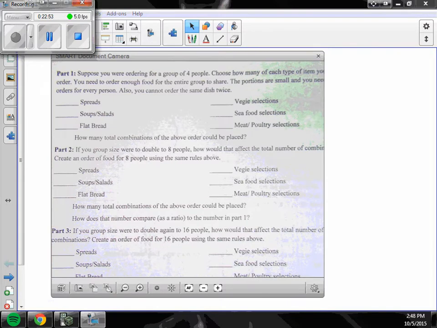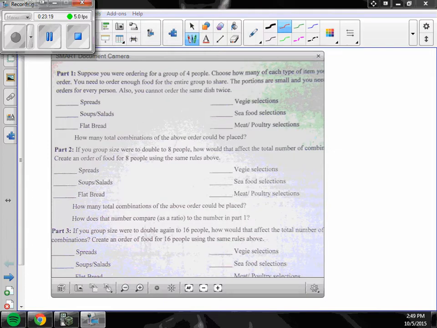If your group size were to double to 8 people. Now, at this point, you don't really need to look at the menu. You've kind of got a sense of what's in there. So for 8 people ordering 3 items, what should our category totals end up to be? 24. So as a group, you just need to decide where are we going to put our 24 entries. And once you have it in there, there's some questions down here.